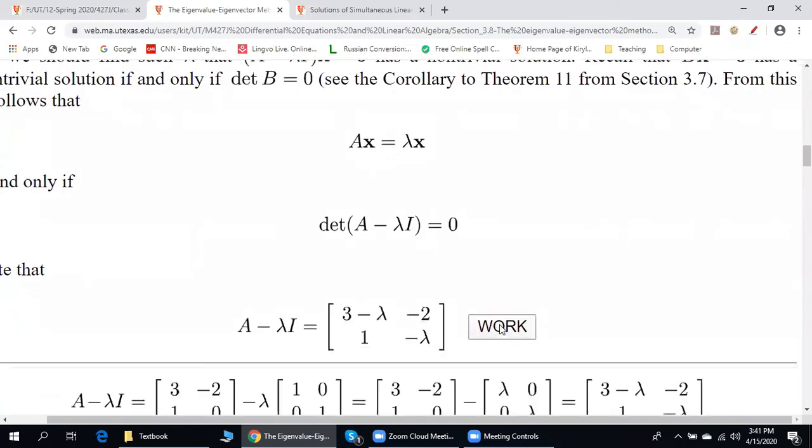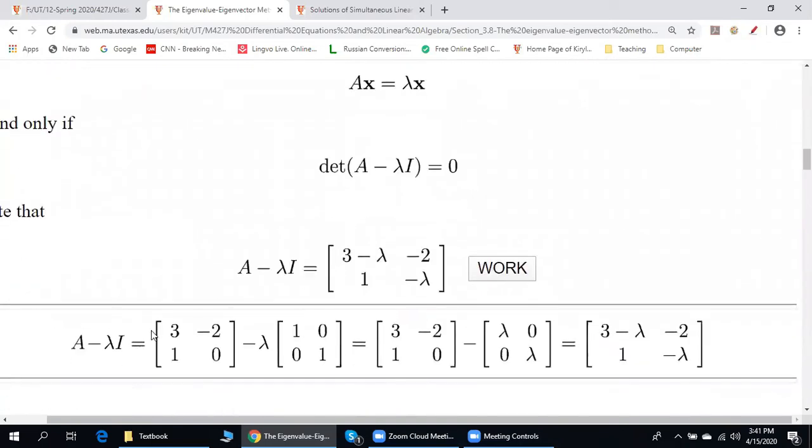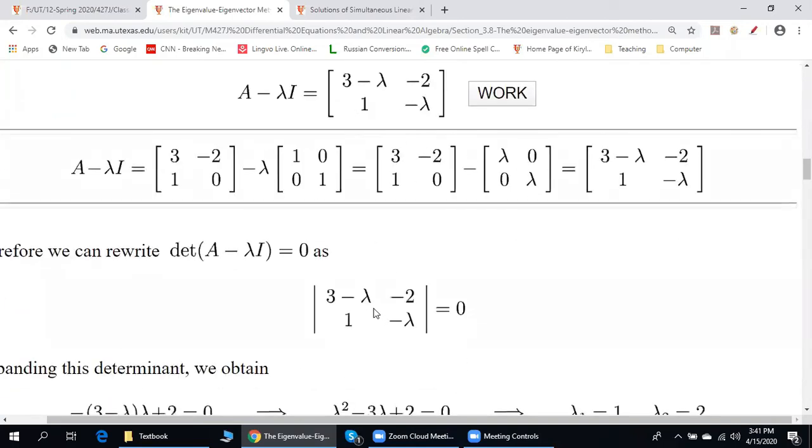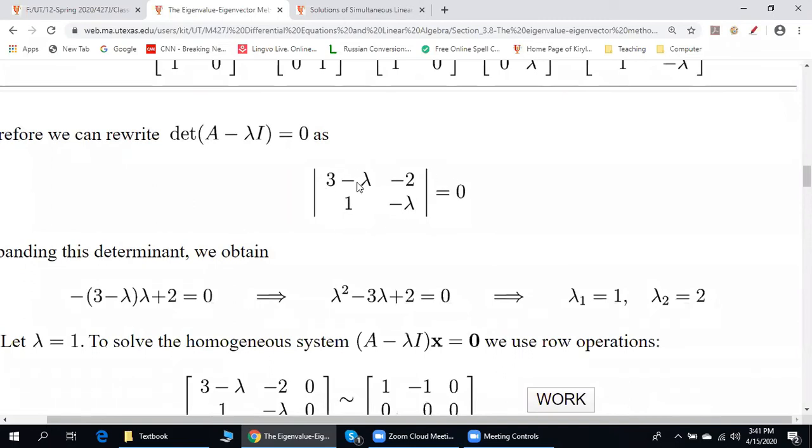Going back to our matrix, remember our matrix A is 3, negative 2, 1, 0. Therefore, A minus lambda I will be this minus lambda times I. We move lambda inside, done. We subtract corresponding entries, and here's matrix A minus lambda I. We find its determinant. Determinant of this matrix is this, which can be rewritten as this.